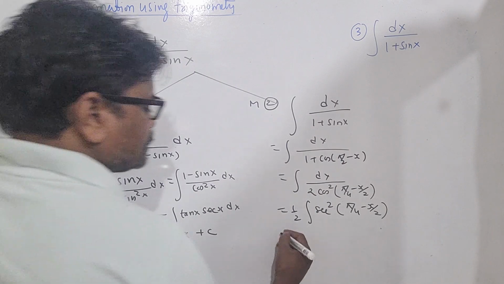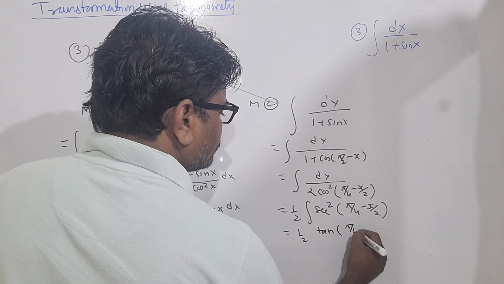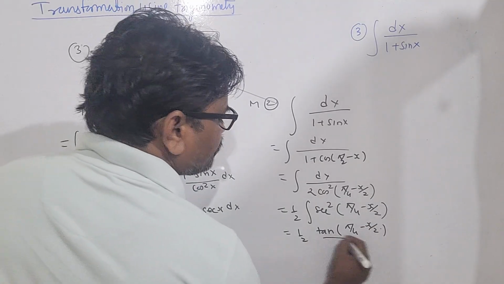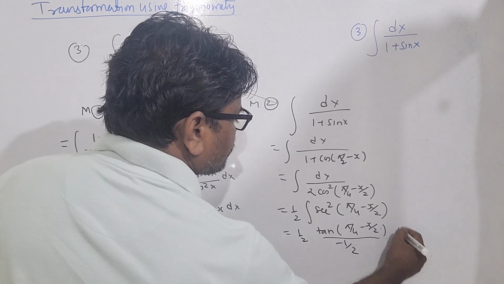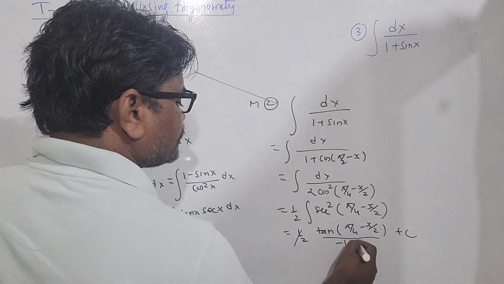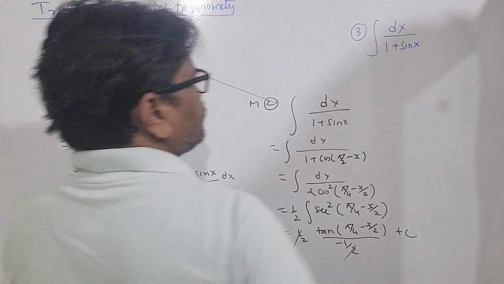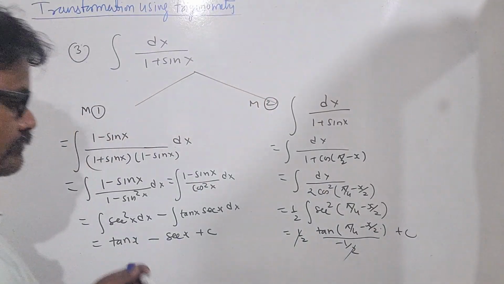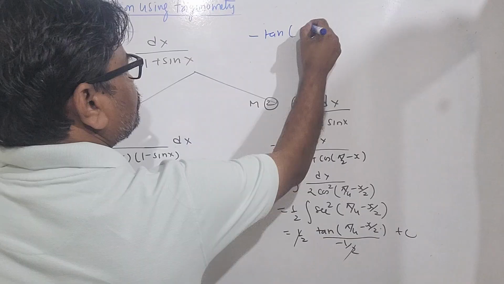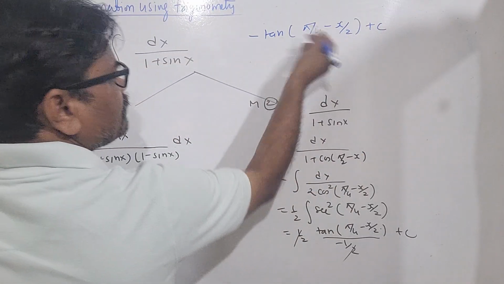Okay, so therefore this is half tan of (pi/4 minus x/2), and minus x/2, therefore divided by minus 1/2, and of course plus c, correct? Half will get cancelled out, so we will remain with the minus sign. So I am writing over here now. What is that? This is minus of tan of (pi/4 minus x/2) plus c. So I can multiply it by minus.